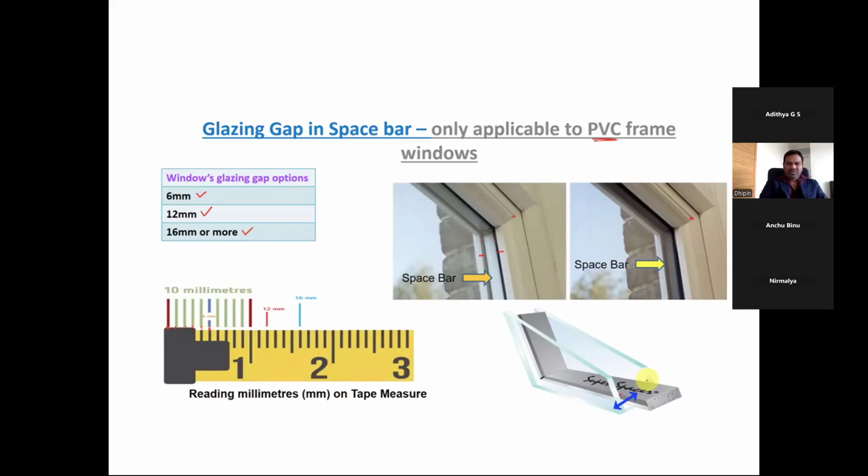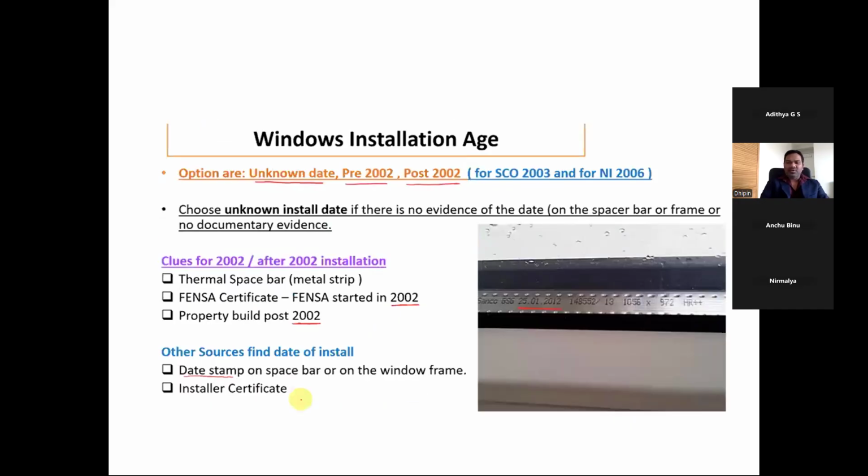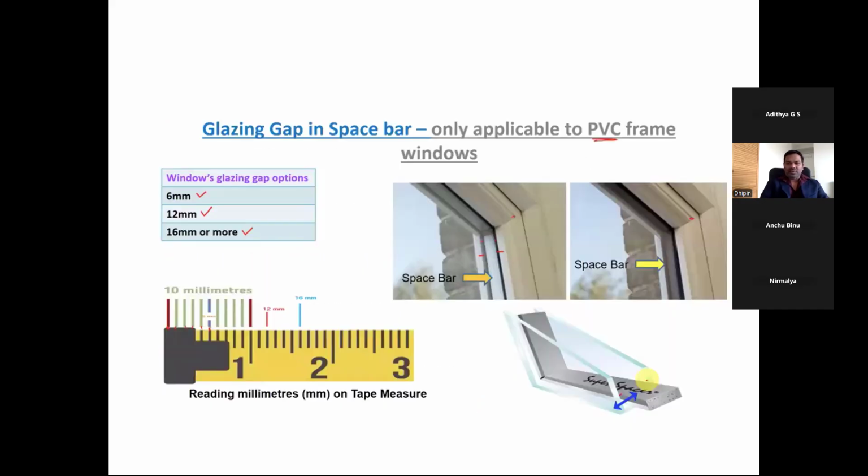So there are recommendations in the options provided, as you see, 6 mm, 12 mm, and 60 mm or more, depending on what kind of windows and what kind of glazing we have at home. This might vary, and this needs to be taken care of as well.